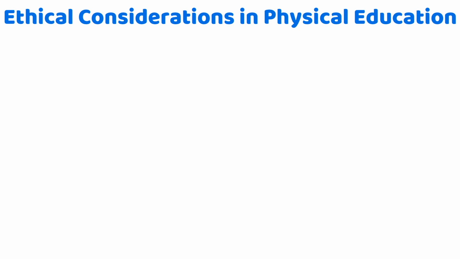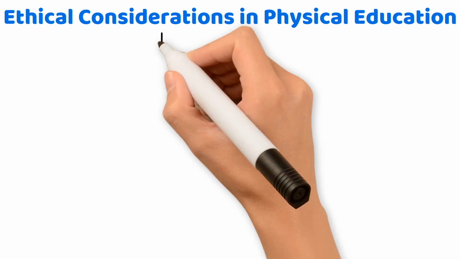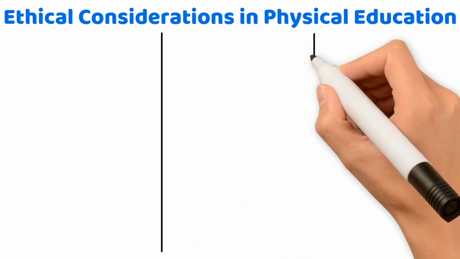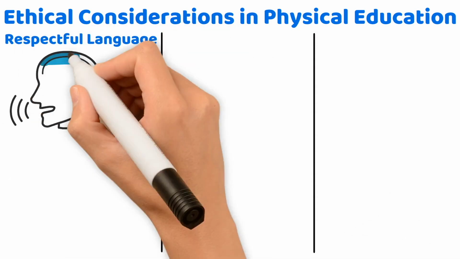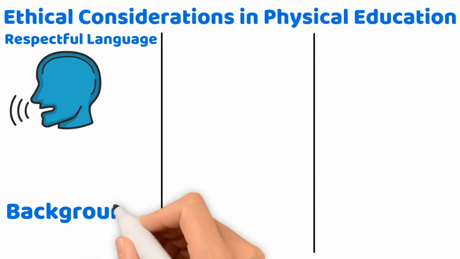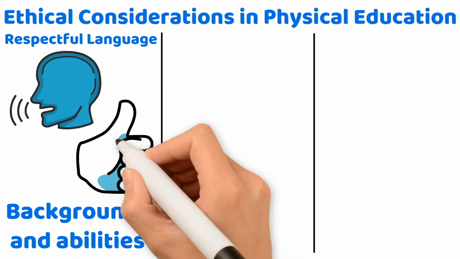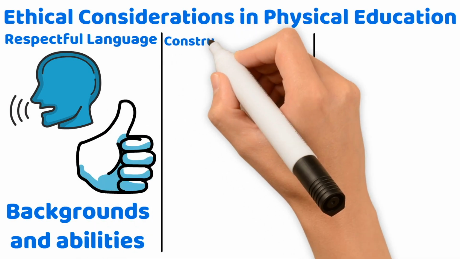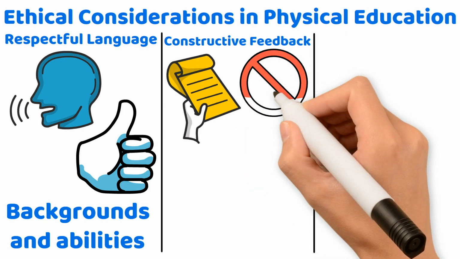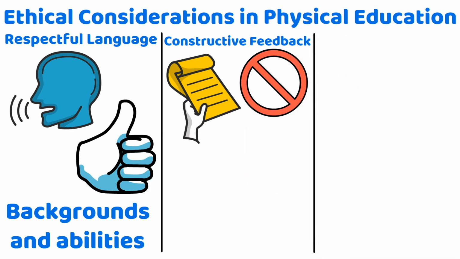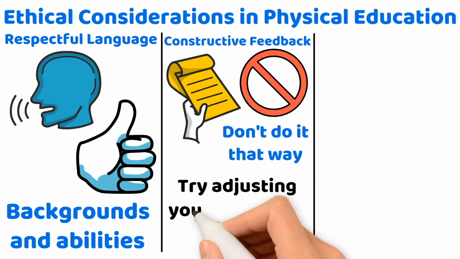Ethical communication in PE is vital for fostering an environment of respect, inclusivity, and positive reinforcement. Respectful language. Always use inclusive language that respects all backgrounds and abilities, ensuring every student feels valued. Constructive feedback. Provide feedback that helps improve skills without causing discouragement. For example, instead of saying, "Don't do it that way," say, "Try adjusting your stance for better balance."